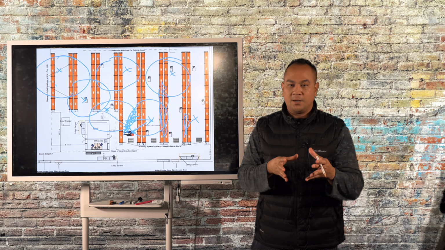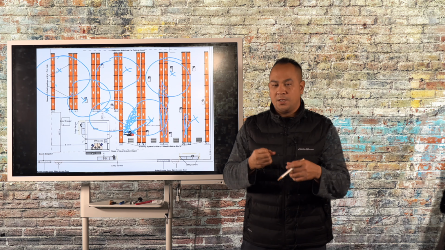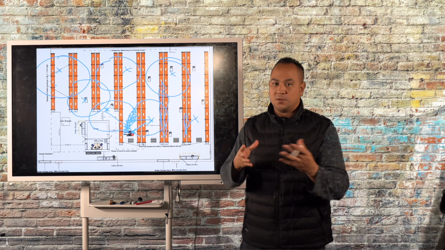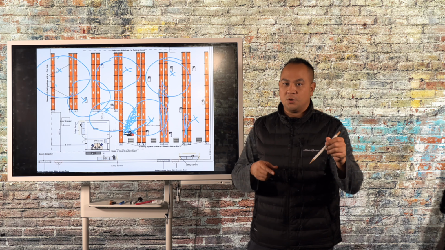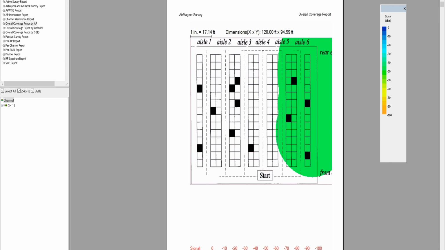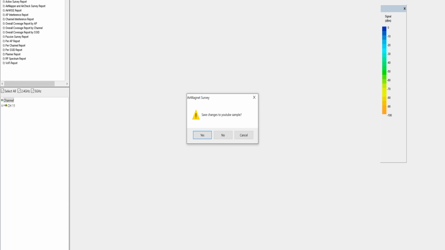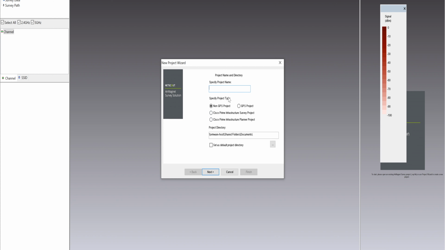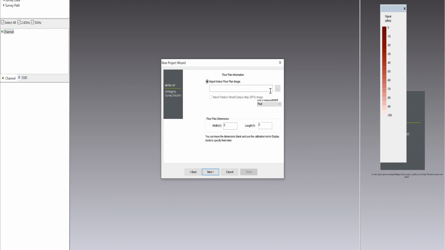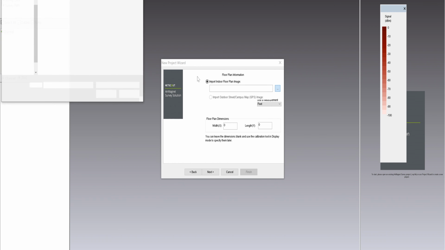Now what you can do with Airmagnet or Ekahau is a zone plan or a predictive site survey, and I'm going to show you that on my computer in a second. We're going to run Airmagnet Survey Professional Edition right now, and run the project wizard. We're going to go up here in the top left, create a new project, and specify a project name. I'll call it test 123. You have different options like non-GPS, GPS. Let's just click next. Now we're going to import our schematic.